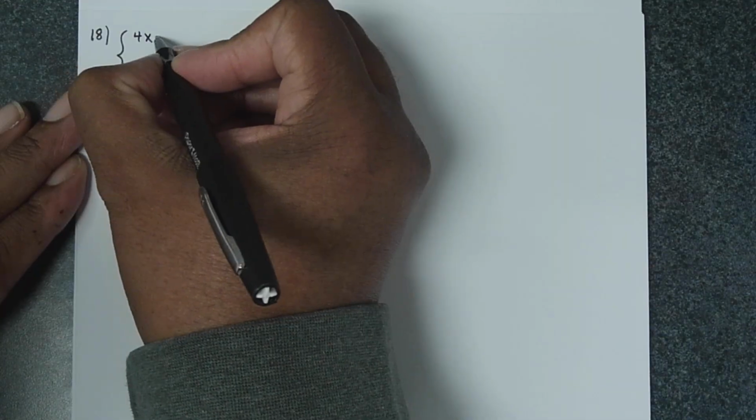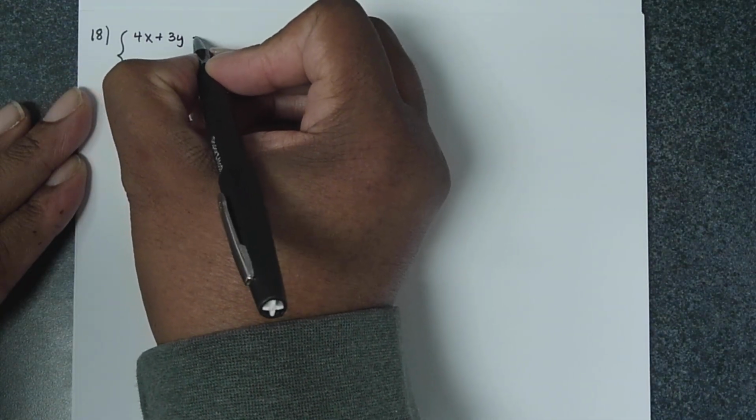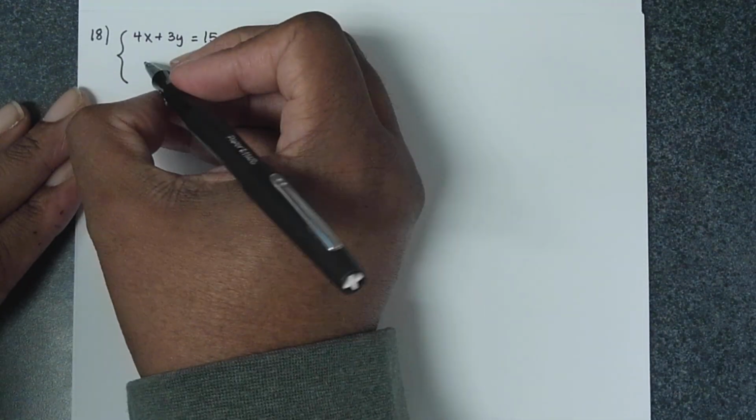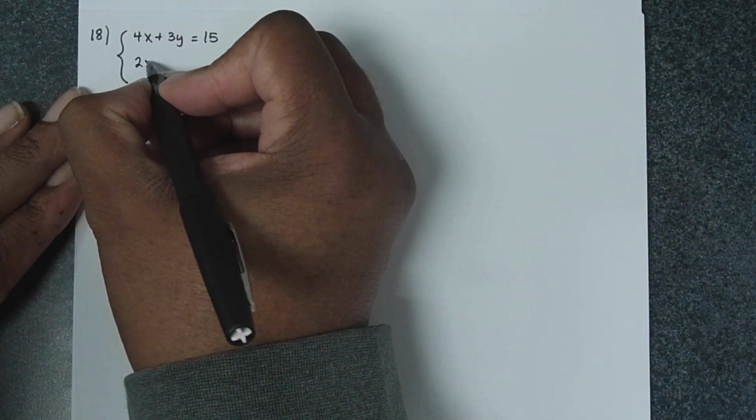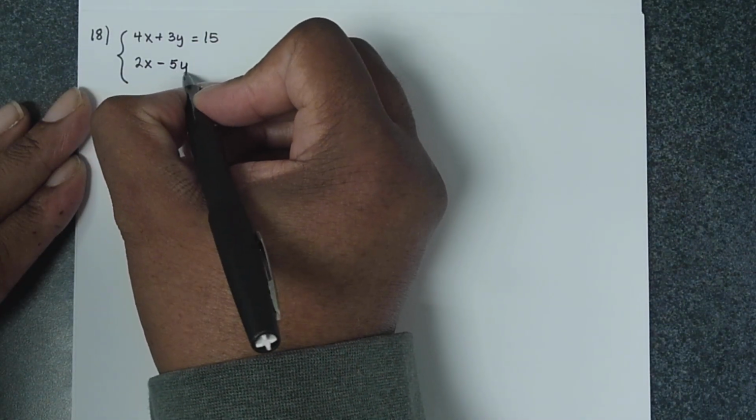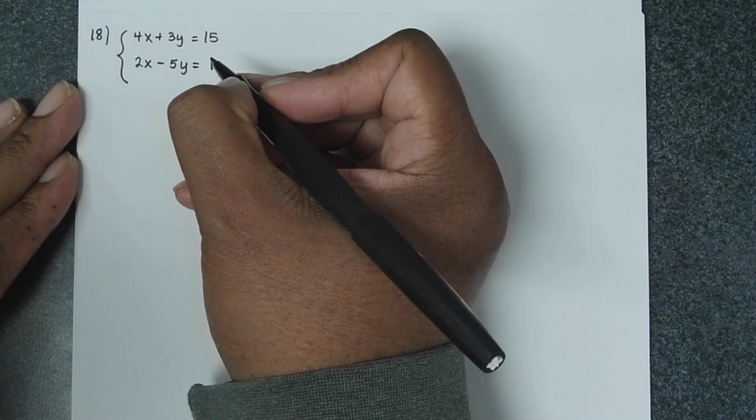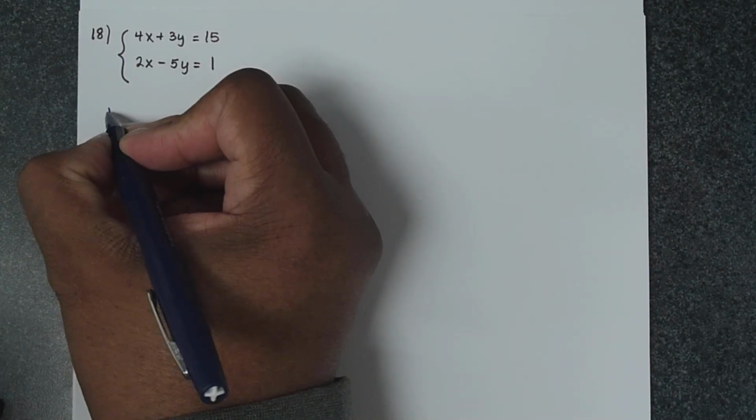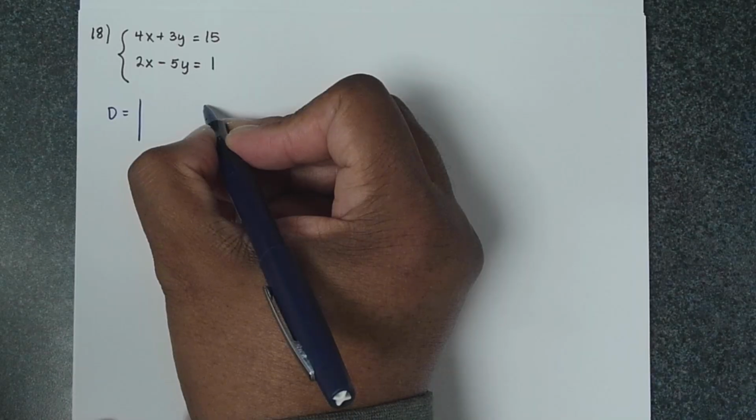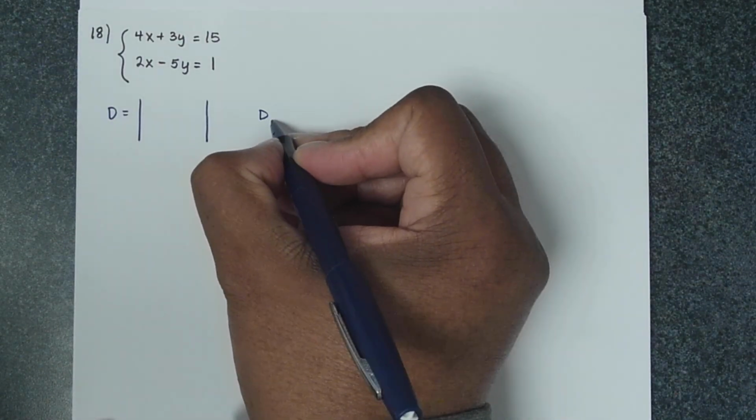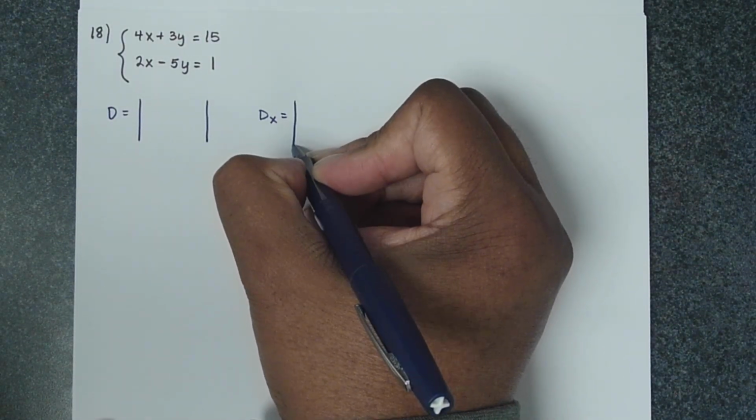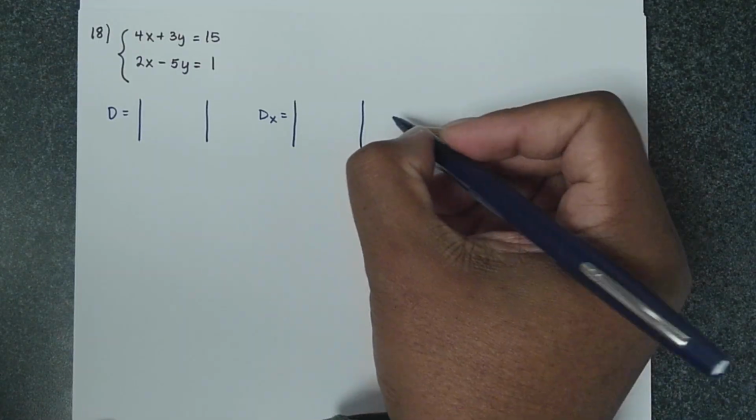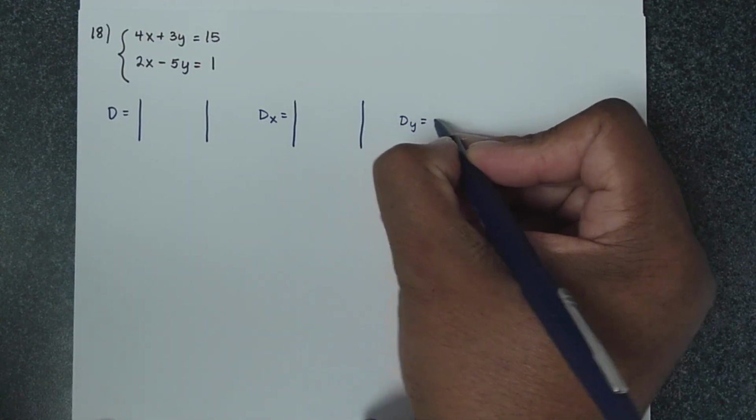So here's our system. 4x plus 3y is equal to 15, and the other one is 2x minus 5y is equal to 1. Now, when you're using Cramer's rule, you need 3 determinants. One for D, one for D sub x, and the third one is going to be for D sub y.